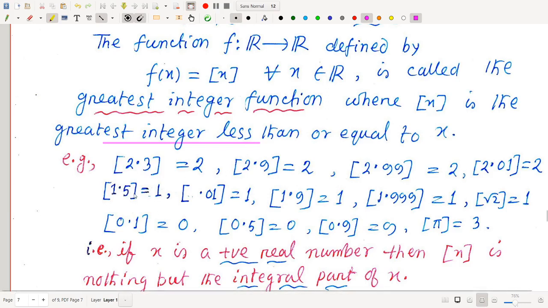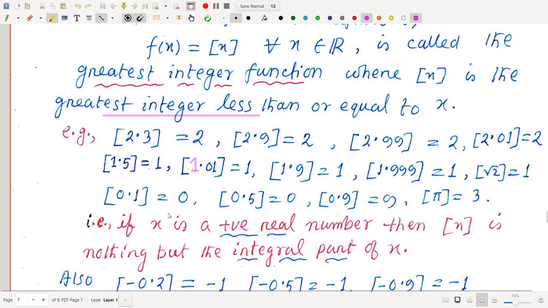Similarly, if it is 1.5, value is 1. If it is, say, 1.01, [1.01] value is 1, 1.9 value is 1, 1.999 value is 1, root 2 value is 1. What is root 2? Approximately it is 1.414 like that. So that's why 1. Here [0.1], greatest integer function value is 0, 0.5, 0, 0.9, 0, pi is 3. What is pi? Approximately pi is 3.1416.